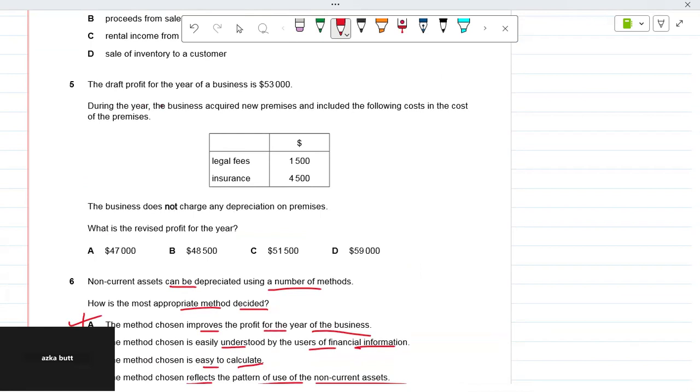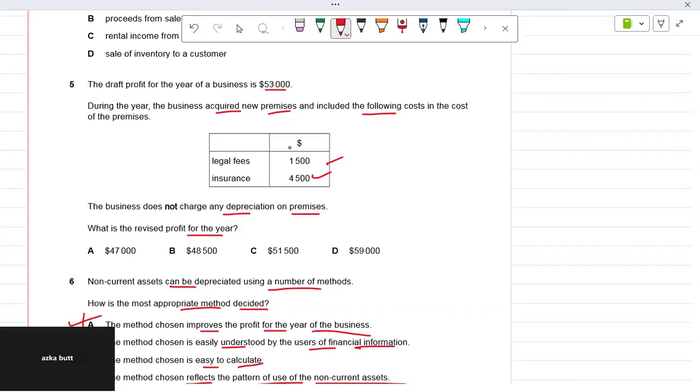The draft profit for the year for a business is 53,000. During the year, the business acquired a new premises and included the following costs in the cost of the premises, which is legal fee and insurance. The business does not charge any depreciation on premises. What is the revised profit for the year?